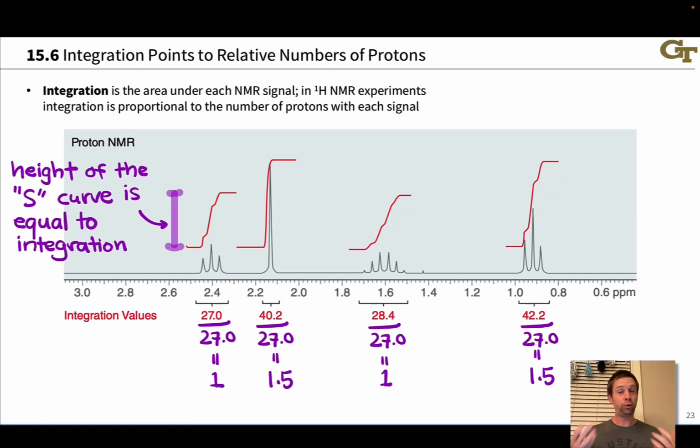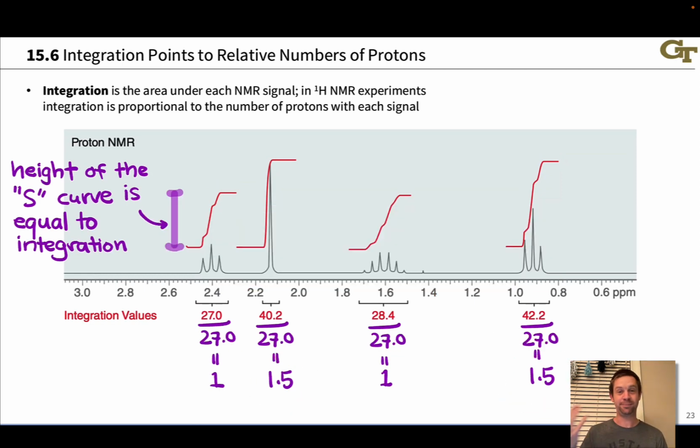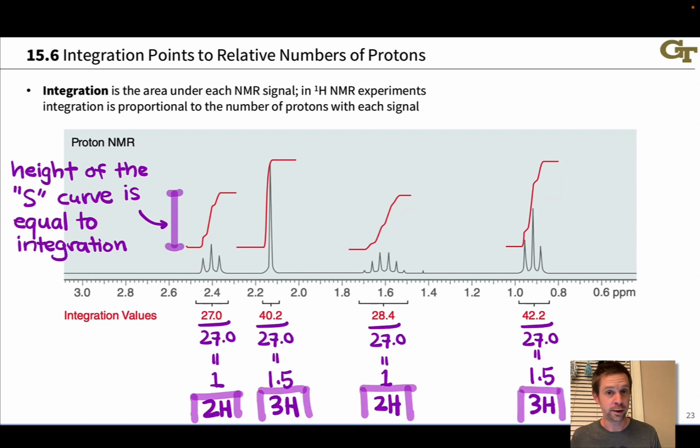Now, to get to whole numbers, we're going to need to scale up these numbers by 2, since these 1.5s are not whole numbers, but can become whole numbers by doubling. And when we do that, we'll see that we have something like 2 hydrogens responsible for this signal, 3 hydrogens for the next one, 2 hydrogens for the one here, and 3 hydrogens for the one here. So I got these numbers again just by doubling these ratios.